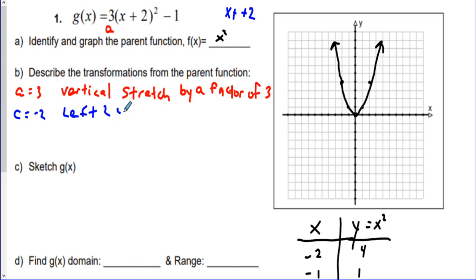There we go. It caught up with me. Okay, so left by 2. And then I have a d value, one more. So d is going to cause it to go down by 1. Okay, so that's how I'm going to describe the transformations: down 1 unit.